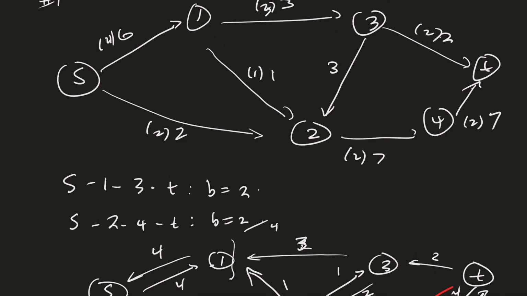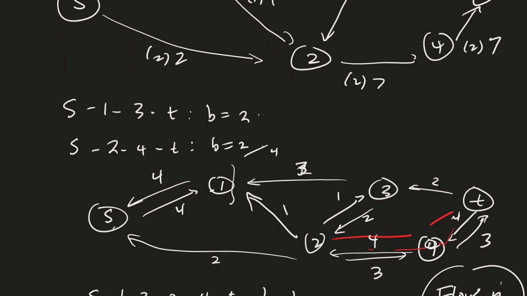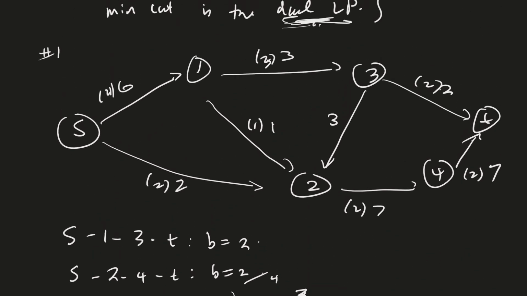Did you see it? So on the residual graph, like we were saying before, look for the nodes that are reachable from S. And it looks like just one is reachable from S, right? And so is that the cut? Is this the cut?